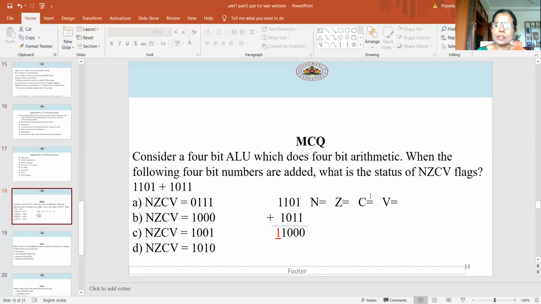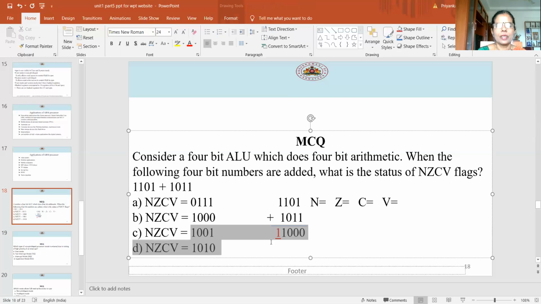The result is 1010. Search the options. Option D is the right answer. So you write down this value in your notebook, find the result and analyze the flag fields here. Then you check the options. One of the options will be right, and that is option D.